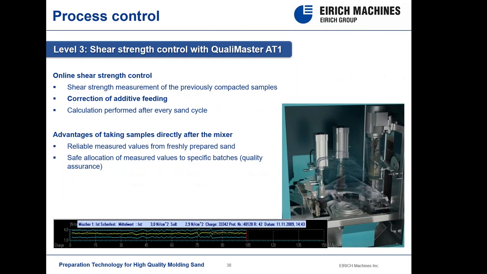But now we're going to the next level. We already have control of the moisture content, but what about the bentonite content? Well, we have the shear strength measurement of the previously compacted samples. Again, we are measuring the shear strength in the third station. In here, we're going to have a correction of the additive feeding. So we have moisture content, and with the shear strength testing, we're going to be able to correct the additive in order to be more efficient, using only the amount of additive needed to keep the sand between the properties that we want going into the molding machines.